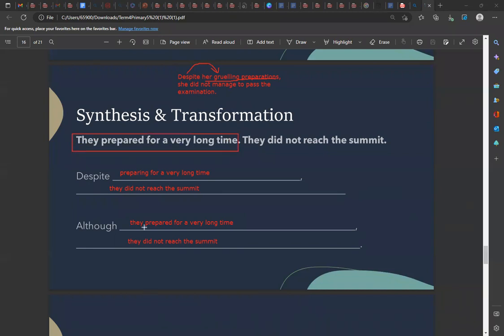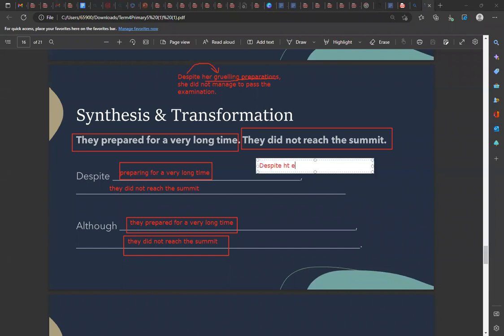The sentence more or less remains the same. They prepared for a very long time. They did not reach the summit. Not much change. However, for despite, you realize that there is some amount of change that is required. Now, in order to do away with the change or to make life easier, some teachers actually teach this, despite the fact that.